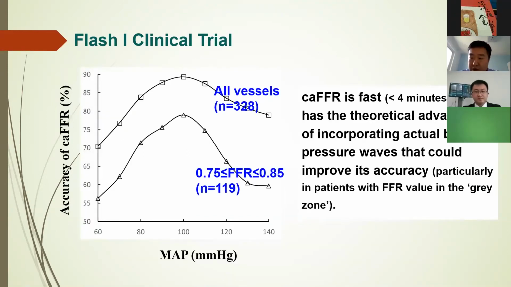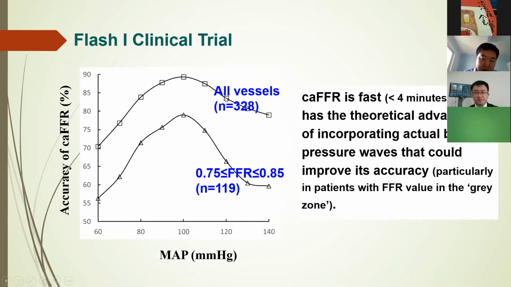Why do we need the instantaneous velocity and instantaneous aortic pressure waveform? Because we summarized our data. We found if we fix the aortic pressure to 60%, the accuracy drops to 70%, and the FFR in the gray zone drops to 56%. If the pressure is fixed to 100, the total accuracy still decreases to lower than 90%.